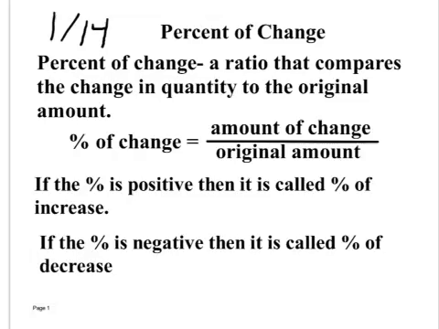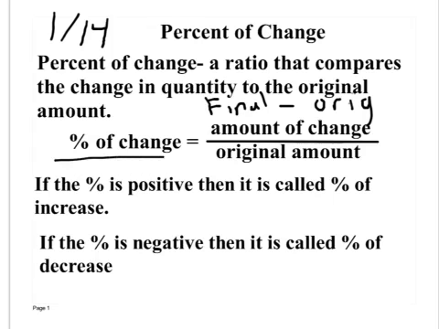Percent of change. Percent of change is a ratio that compares the change in quantity to the original amount. To find percent of change, we take the amount of change over the original amount. The amount of change is the final amount minus the original amount. So to find the amount of change, you take the final minus the original and then divide it by the original. That will give you percent of change.